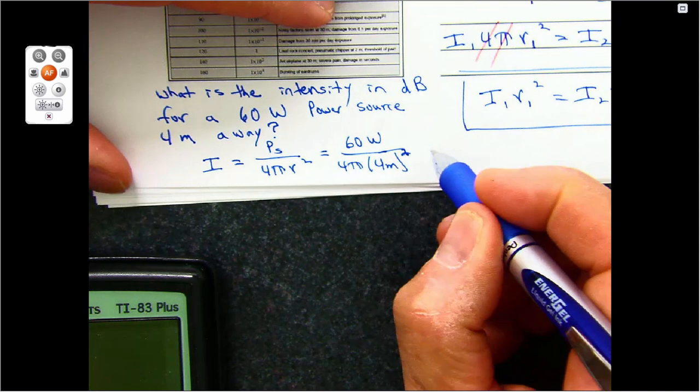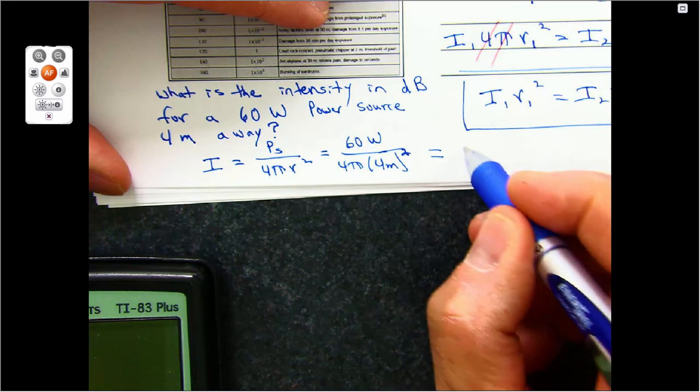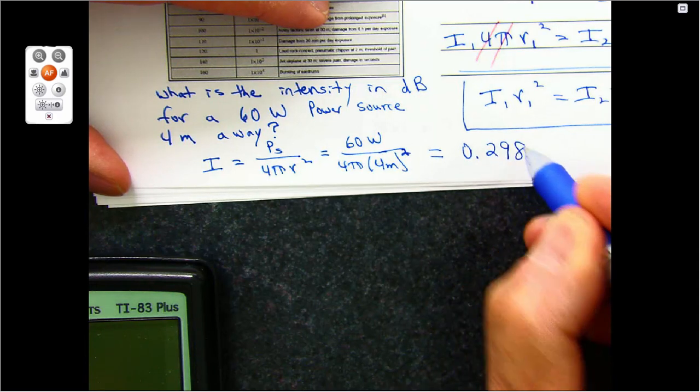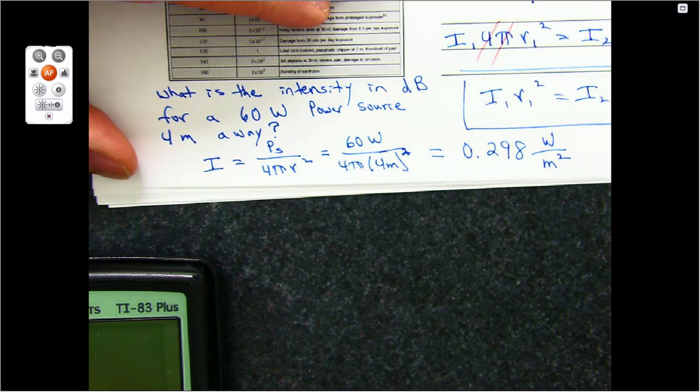And if you do that, you get an intensity of 0.298 watts per meter squared.